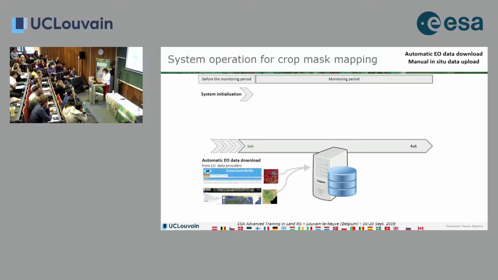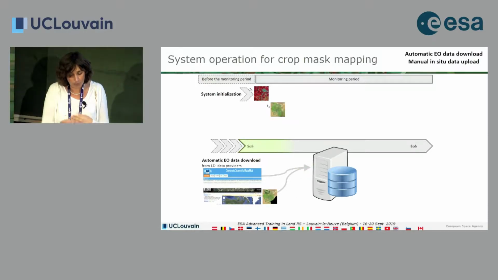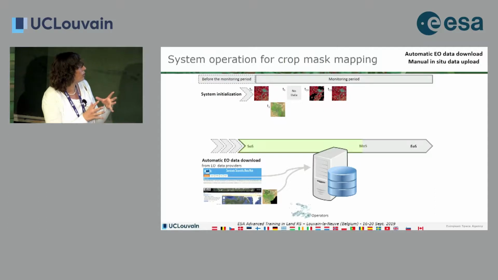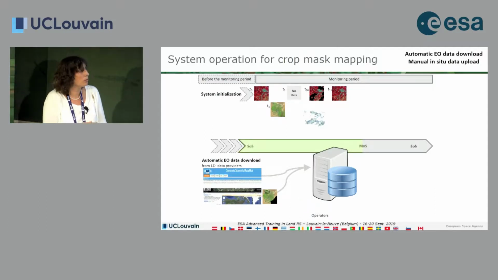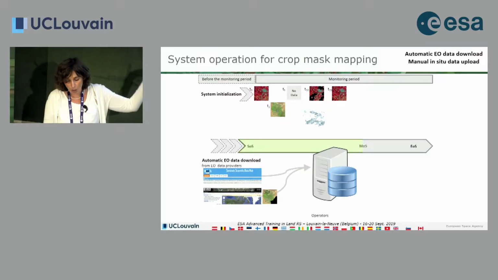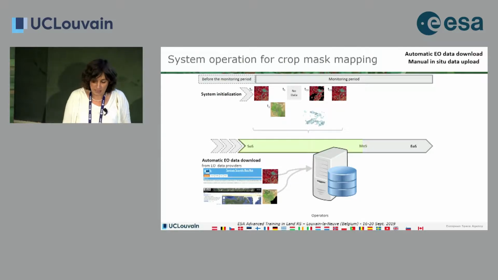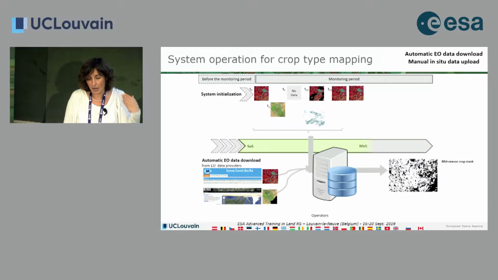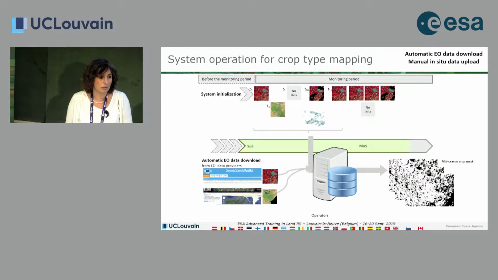For the crop mask, as I told you just before, the pre-processing is being done along the season, but you need to wait more or less until the middle of the season, let's say, to have 1 or 2 months of data to initialize the system. You are also asked, if you can, to upload your in situ data for the crop mask. And with this, your first crop mask will be produced. Then, as soon as the Sentinel-2 data are acquired and processed, each month you will have an updated cropland generated until the end of the season.